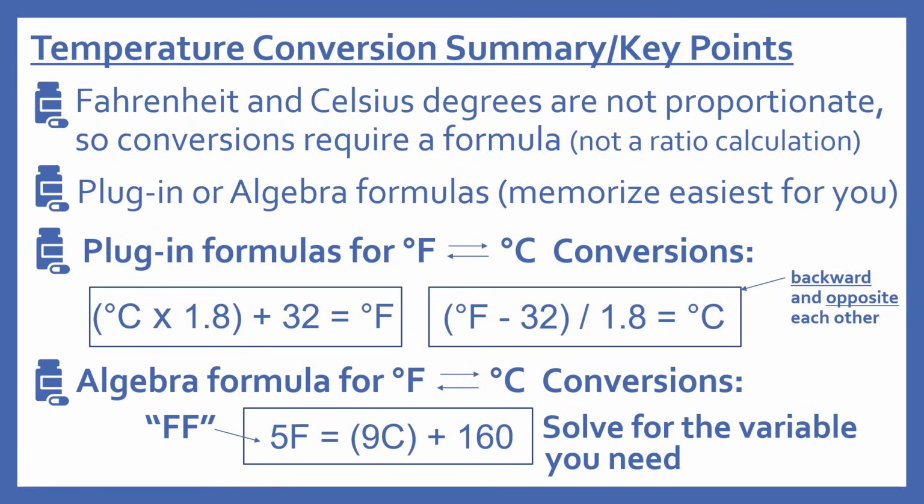And the algebra formula for conversions, remember, is 5F equals 9C plus 160. And you just solve for the variable that you need. You can remember that by remembering 5F, it's FF. 5 starts with F, and that goes with the F.